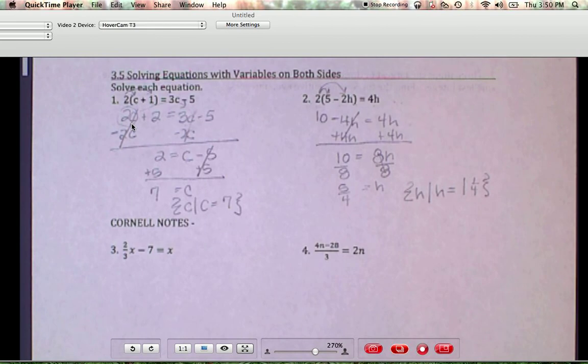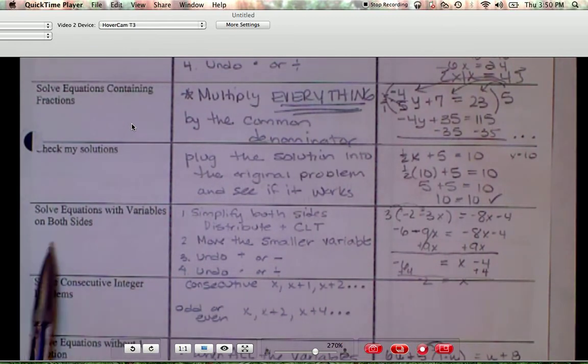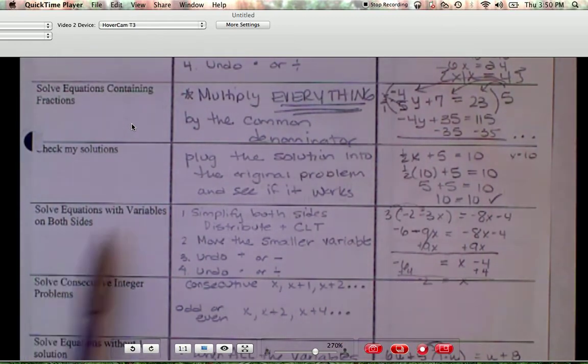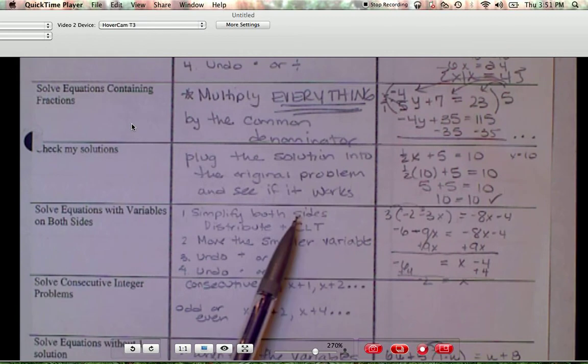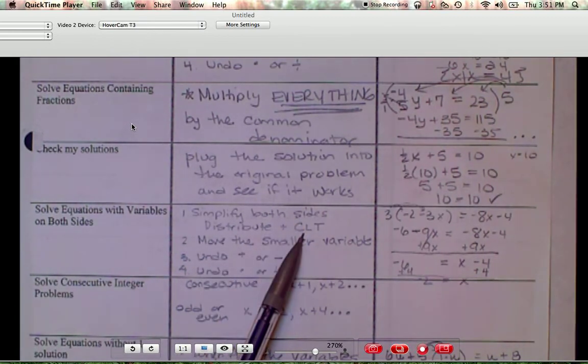On your Cornell notes, we can go ahead and fill in the steps here. I have them written down already, but they are here. Solve equations with variables on both sides. Number 1, simplify both sides. That might include distributing and combining like terms.